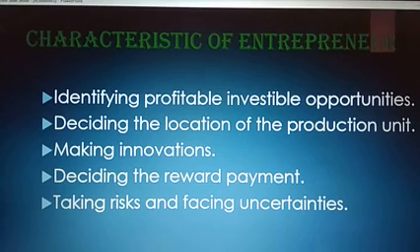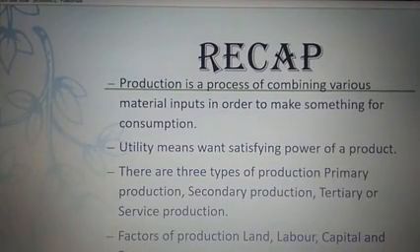Students, let us see the recap. Production is a process of combining various material inputs in order to make something for consumption. Utility means want-satisfying power of a product. There are three types of production: primary production, secondary production, tertiary or service production. Factors of production: land, labor, capital and entrepreneur.